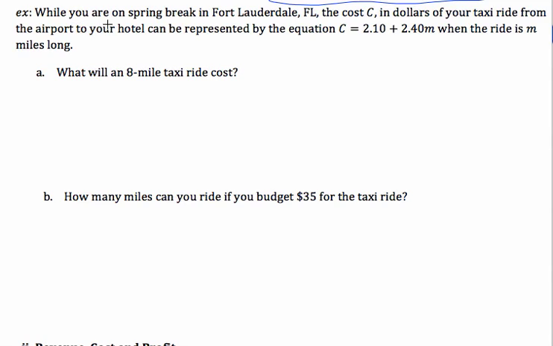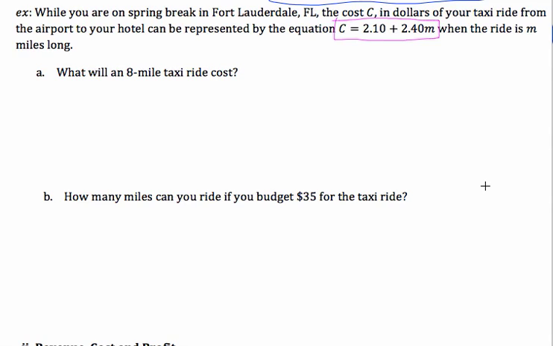So the question is, while you are on spring break in Fort Lauderdale, Florida, the cost C in dollars of your taxi ride from the airport to your hotel can be represented by this equation. C equals 2.10 plus 2.40 m when the ride is m miles long. Okay, so in this example, you're actually given an equation, which is nice. Now we need to look more closely at what these variables mean and what this problem says. When I read a problem, I usually have to read it at least 3 times before I really start to understand what the variables are and what's going on.